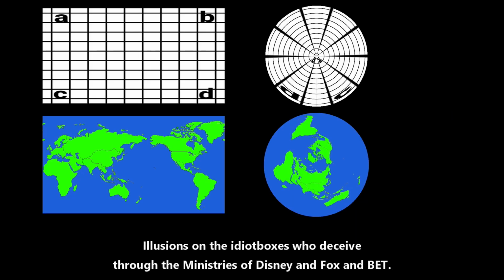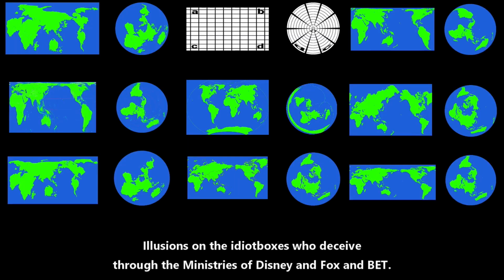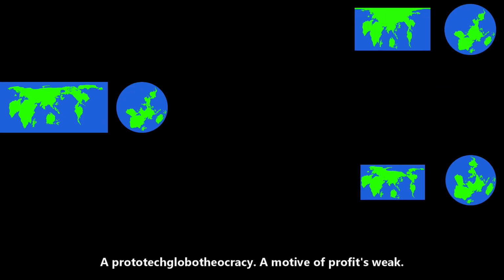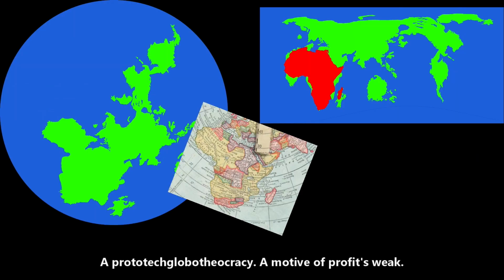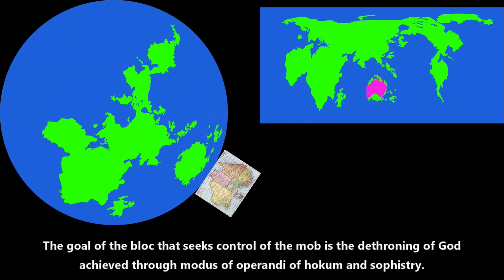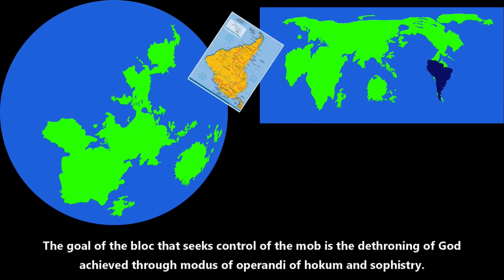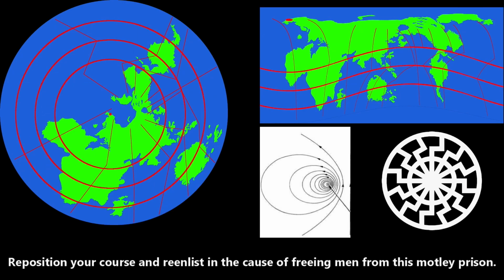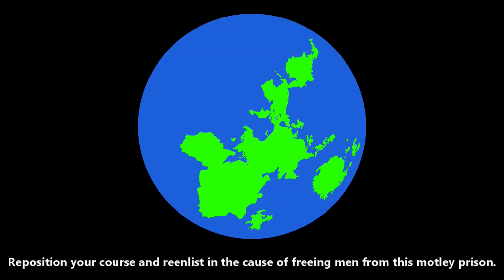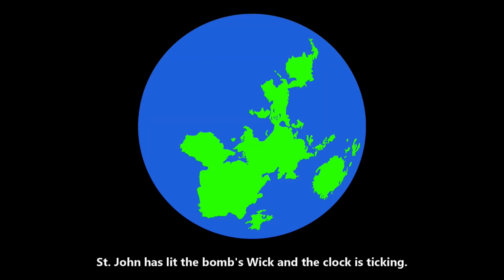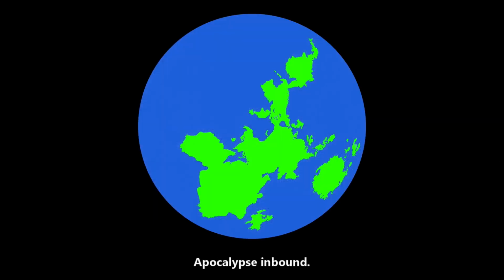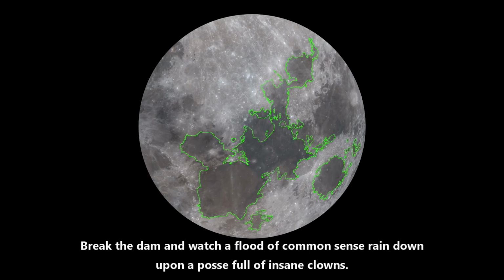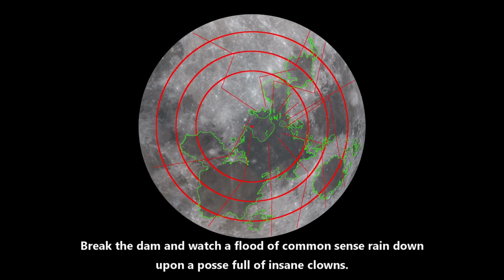illusions on the idiot boxes who deceive through the ministries of Disney and Fox and BET. A proto-tech global theocracy, a motive of profits weak. The goal of the block that seeks control of the mob is the dethroning of God, achieved through modus operandi of hokum and sophistry, a sinister plot to render critical logic centers dissonant, cognitively twisted and knocked and weakened mentally, then ultimately distant from source. Reposition your course and re-enlist in the cause of freeing men from this motley prison. St. John has lit the bombs, awaken the clock is ticking, apocalypse inbound. Break the dam and watch a flood of common sense rain down upon a posse full of insane clowns.